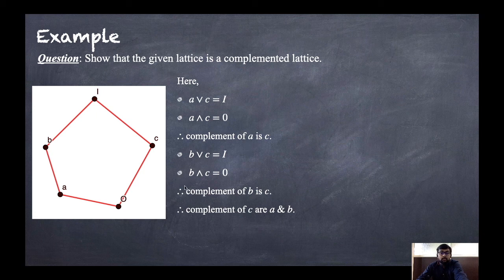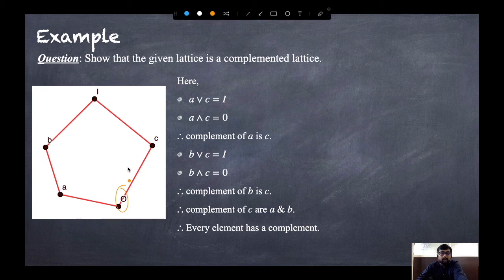So therefore the complement of C are this A and B. So hence every element has a complement. See, A, B and C all have a complement, and the complement of I is O and of O is I. So hence every element has a complement. So hence it is a complemented lattice.